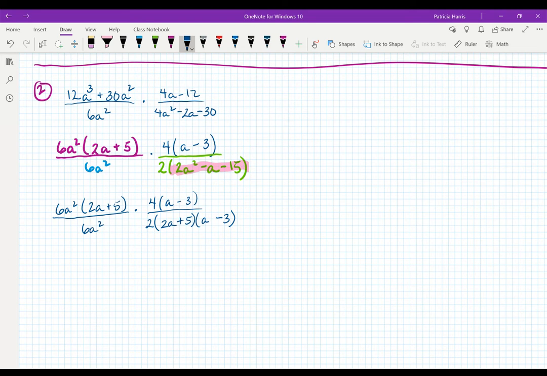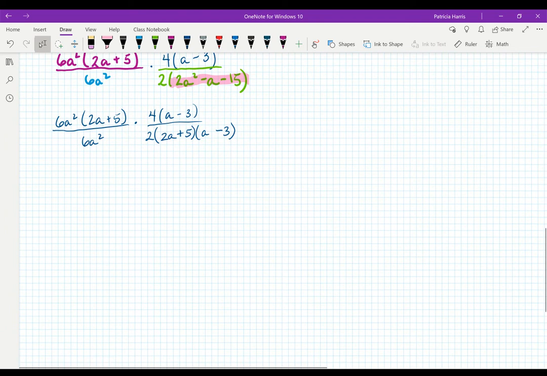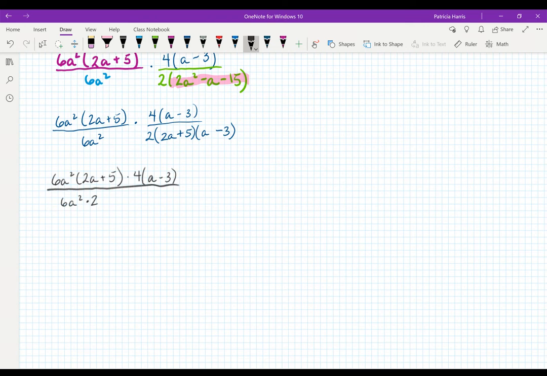All right, so now, since this is multiplication and I don't need a common denominator or anything, I can just multiply top times top, bottom times bottom. Okay, so what that looks like technically is this. Now, some folks will rearrange so the monomials and the constants are all in the front, which I do at the very end. I don't do it in the middle of the problem.